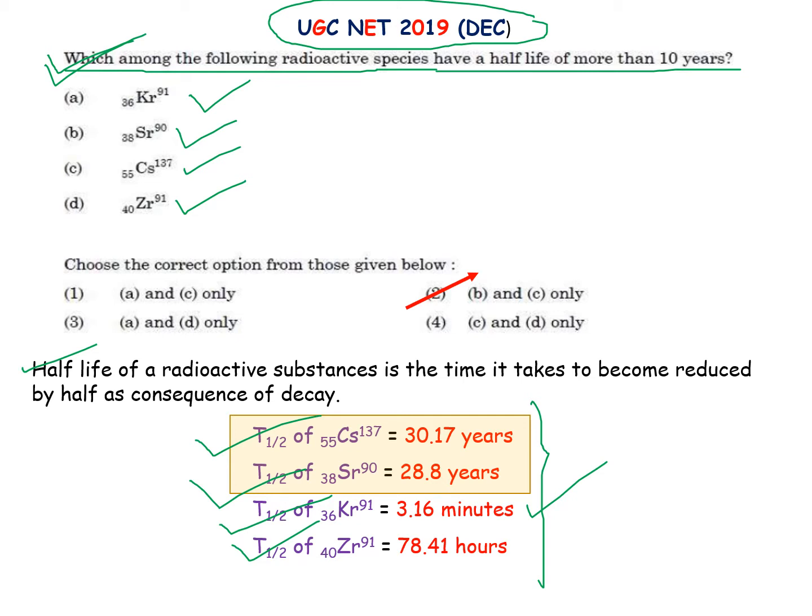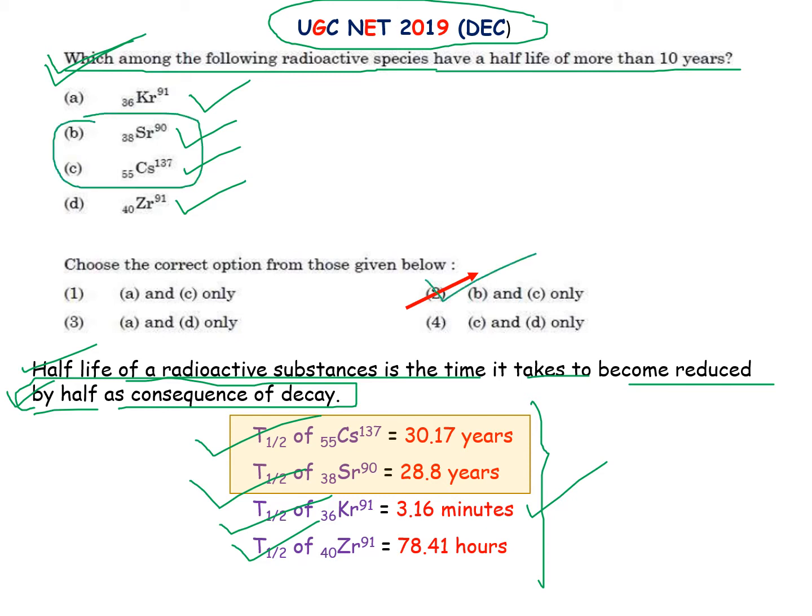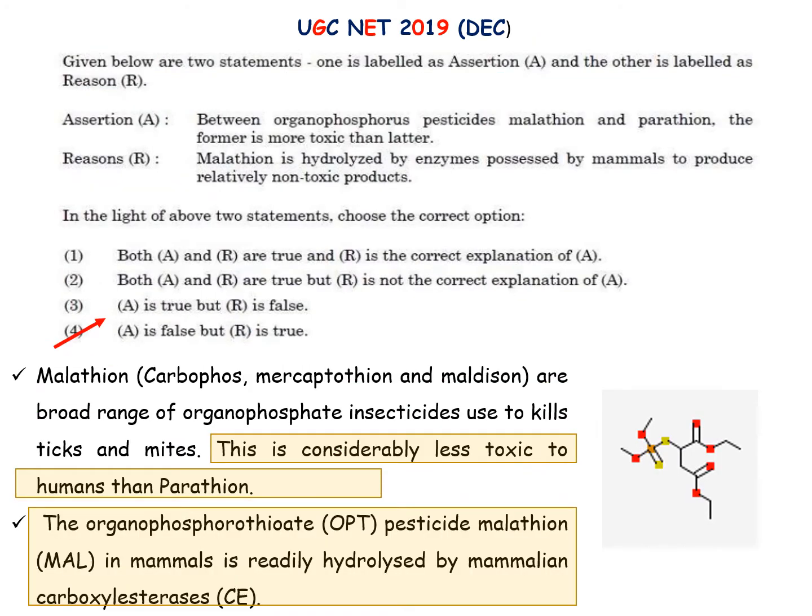So what is half-life? Half-life of a radioactive substance is the time it takes to become reduced to half as a consequence of the decay, because radioactive substances are decaying rapidly. So the answer is B and C. So this is the answer. Okay, moving on to the next question.